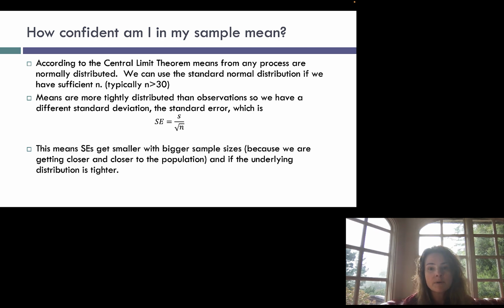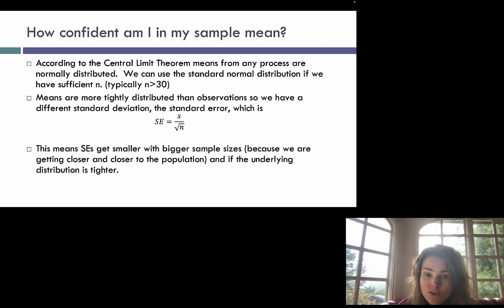Then we went and asked questions about comparing sample means. So here we're asking, is something different on average? According to the central limit theorem, means from any process are normally distributed. This is why normal distributions are so handy. And we can use the standard normal distribution if we have sufficient n, which means n should be greater than 30, right? So we need at least 30 observations.